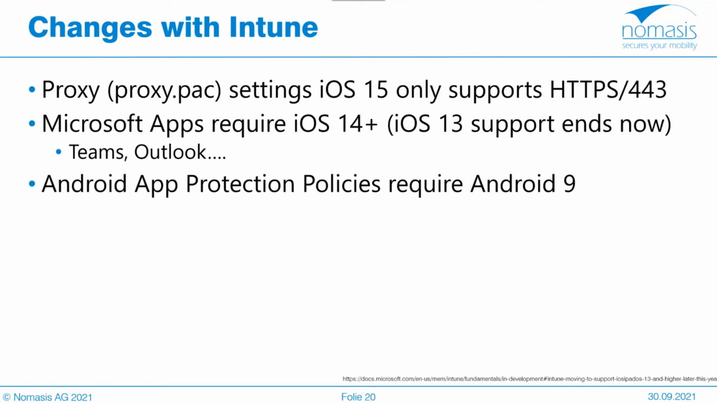On Intune, we found out that on iOS 15, a proxy PAC setting, which defines the way where the device should connect to get to the internet, basically only supports 443, and port 80 is not supported anymore. And Microsoft apps now require iOS 14 or higher. So Teams, Outlook, and all the other Office apps, they require iOS 14 now. This is also true, of course, for devices that are not registered with Intune or registered on Mobile Iron. And same goes for Android app protection policies. They require Android 9 and higher.